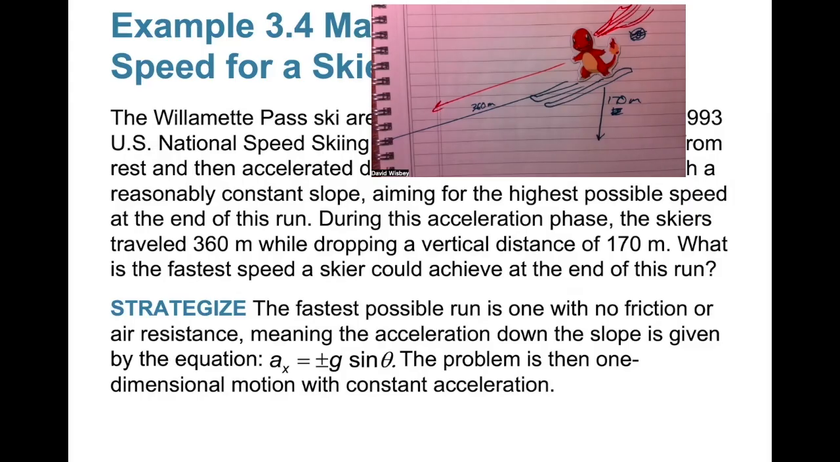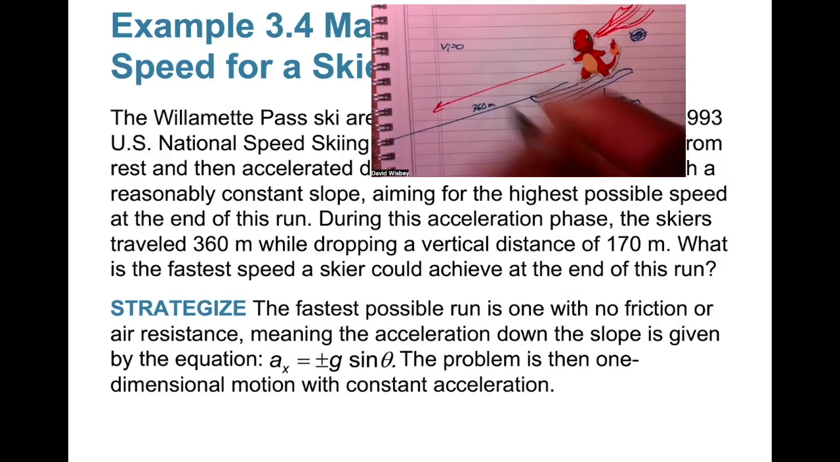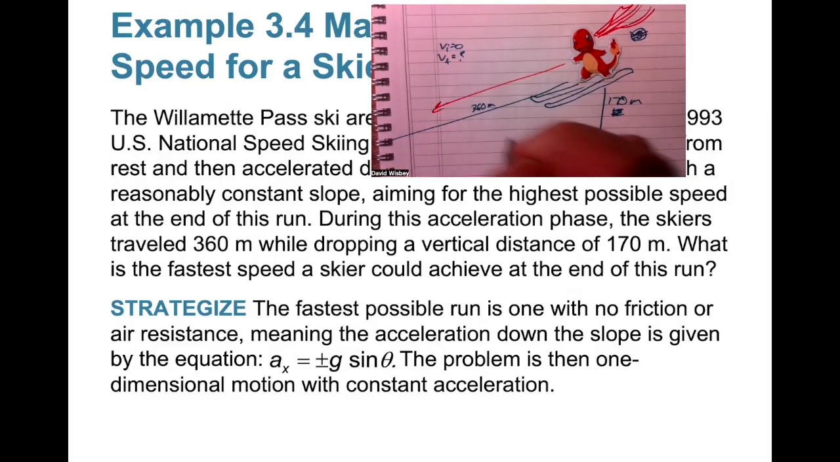Okay, what is the fastest possible speed the skier could achieve at the end of this run? Okay, so what do we got here? We don't know what the time was. That's a big clue, because there's only one equation without time, and we'll say that our initial velocity is zero. They started from rest. Our final velocity, that's the thing that we are after here. We don't know the time. We do know how far he traveled. So what equation should we use?